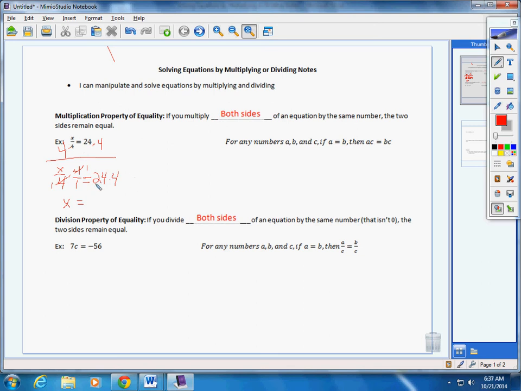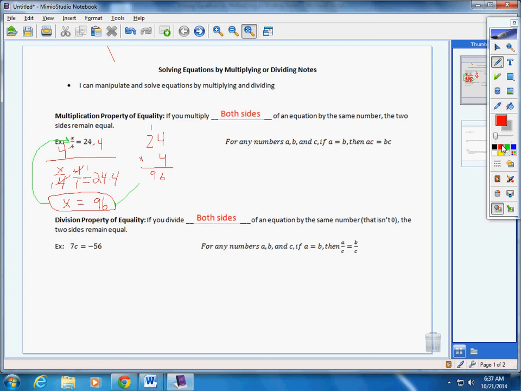And then all you have to do is some simple multiplication. 24 times 4. Well, 4 and 4 is 16. And there's your answer. X is 96. Folks, how do you check your answer? Okay, remember, you take your answer, you take it back to the original problem, you plug it in for x. 96 divided by 4 is 24. You can check that with your long division, so it does check.